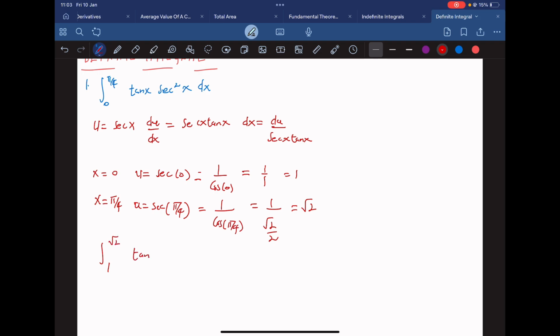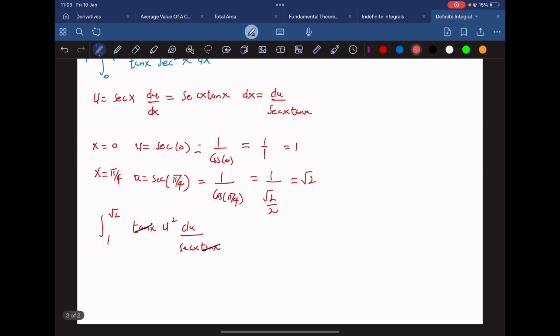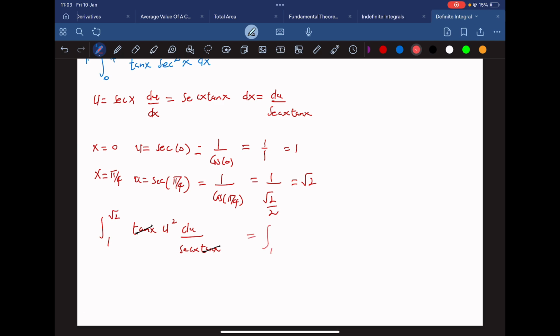We have tan of x here, and we said we have sec x to be our u, so we have over here u squared, and the dx we have du out of sec x multiplying tan x. So we get to see that this over here cancels this, right? So this expression is the same as writing the integral from 1 to root 2 of u squared du out of sec x.